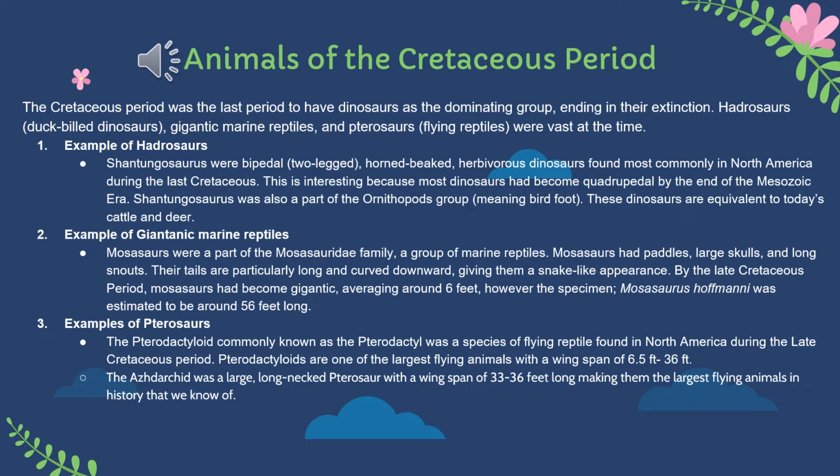Pterodactyloids are one of the largest flying animals with a wingspan of 6.5 to 36 feet. The asdargid was a large, long-necked pterosaur with a wingspan of 33 to 36 feet long, making them the largest flying animals in history that we know of.